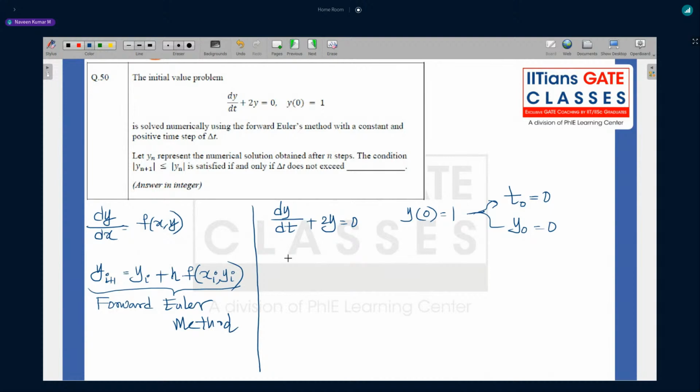Okay, so dy/dt. Here I can say dy/dt is equal to minus 2y, right? So here I can write the function as dy/dt equal to some f of t comma y. t is not there, but I can write it like this. Okay, good. Any doubt, guys?